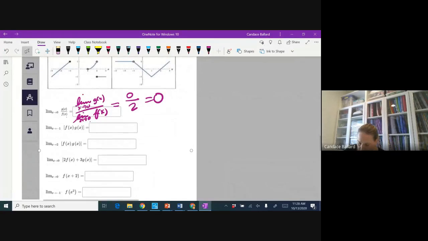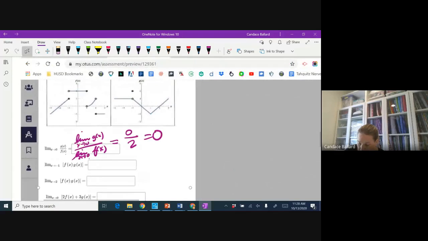So now we're going to do f times g. We're looking at -1. I'm going to find the limit of each one of those. So at -1, f times g, I'm looking at my answer key. Where did I get that one from?